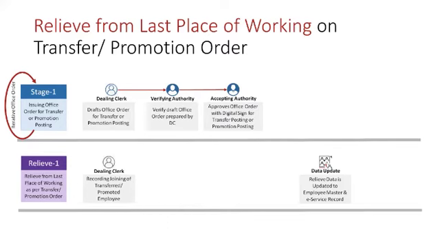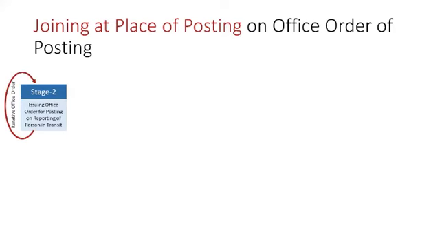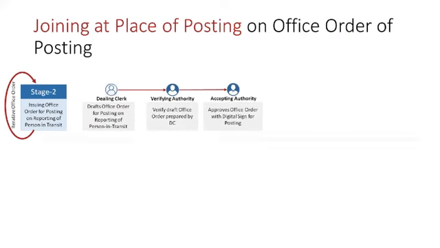Whereas in case of normal transfer, you're going to some different unit. There, the data is to be shifted to that new unit. This shifting of data we see in the second order, where we issue the order for joining at the new place of posting. Now again, stage 2, which we are mentioning here, is an iterative stage, where more than one person's order could be there in a particular order, which the dealing clerk has to enter.